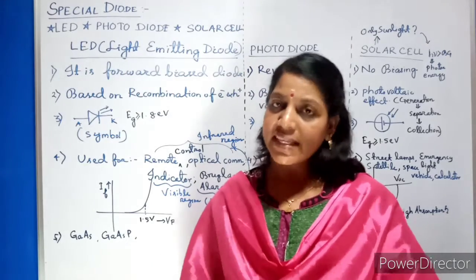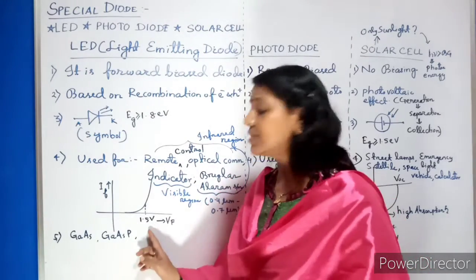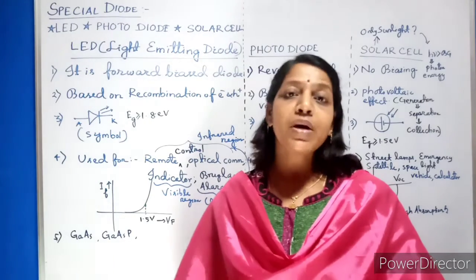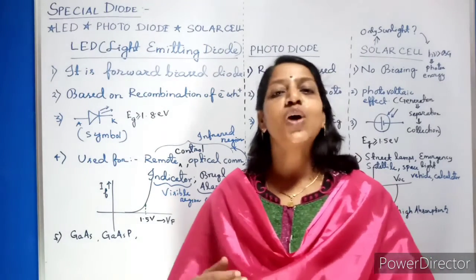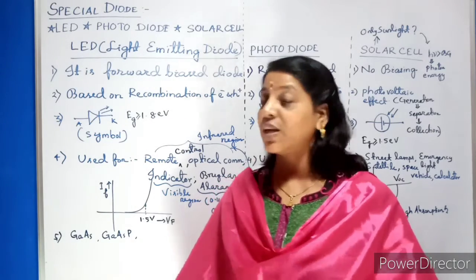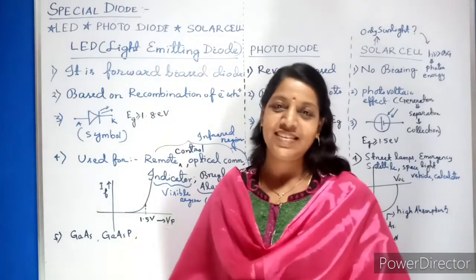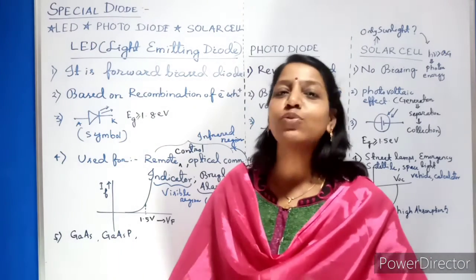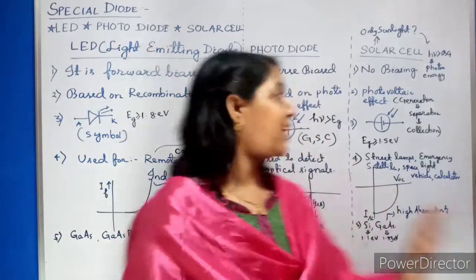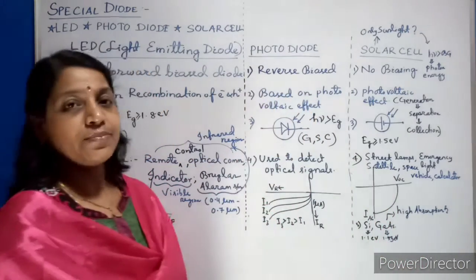The graph shape remains the same, but this voltage is called the cut-in voltage or knee voltage, meaning the minimum amount of voltage required to turn on the device. That will be the turn on voltage, or cut-in voltage, or knee voltage. That will be higher for an LED, whereas it will be low for your ordinary diode. That is the difference. Now coming to the second, that is your photodiode.